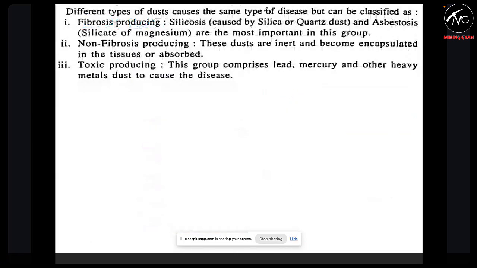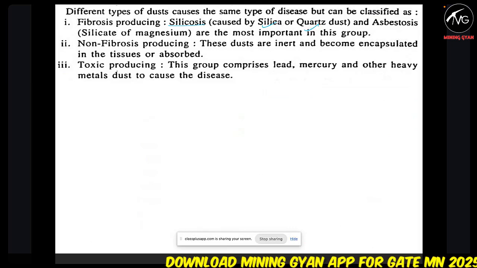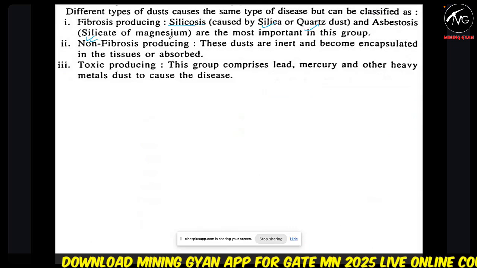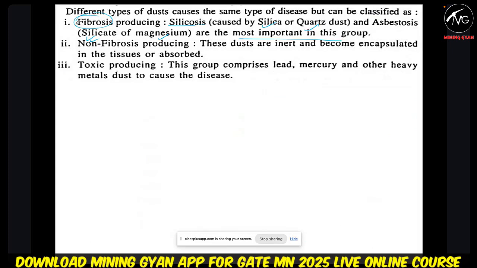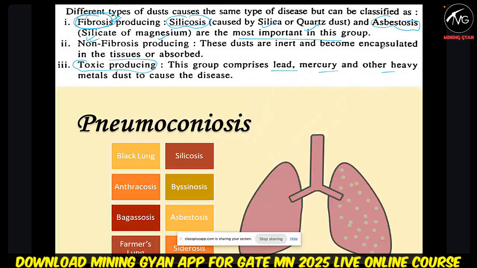Then we have seen the fibrosis producing and toxic producing. Fibrosis producing is silicosis caused by silica and quartz, and asbestosis, which is caused by silicate of magnesium, are the most important in this group. So please remember the fibrosis: silicosis and asbestosis. ठीक है, ये दो नाम आपको याद होने चाहिए. Then toxic producing, compared to lead, mercury, and other heavy metals.